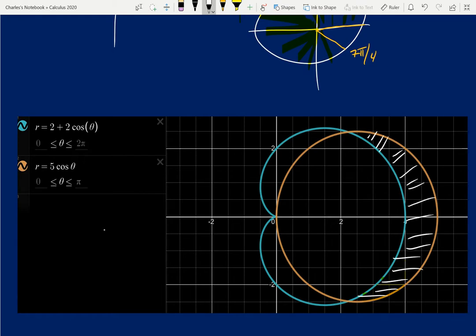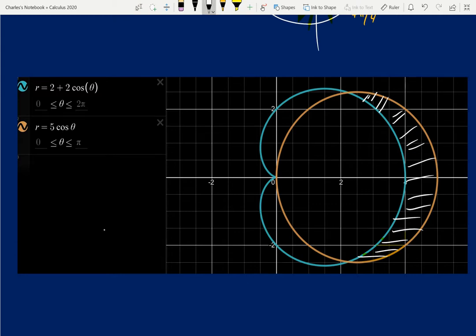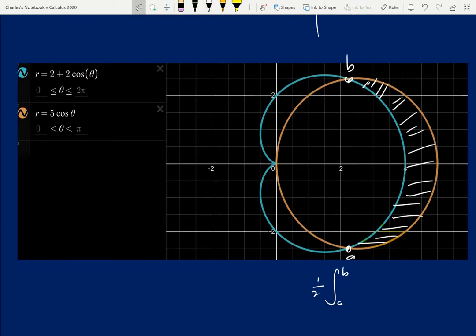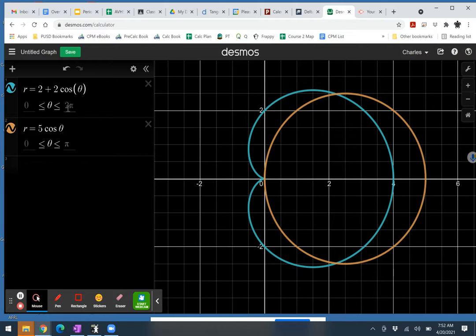In that one, you want to keep in mind which is on the outside. So let's say this is A and this is B. That would be 1/2 integral from A to B of, let's call this R2 and this R1, R2 squared minus R1 squared d theta. However, that might not work because you have to check what your boundaries are.